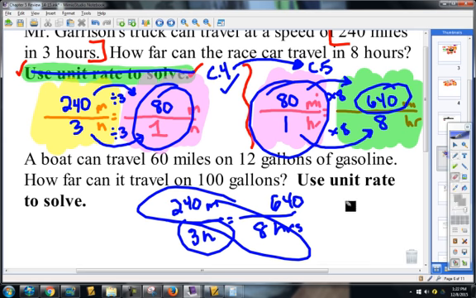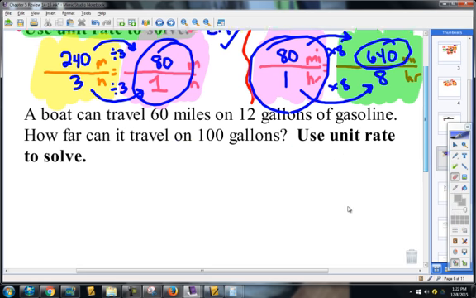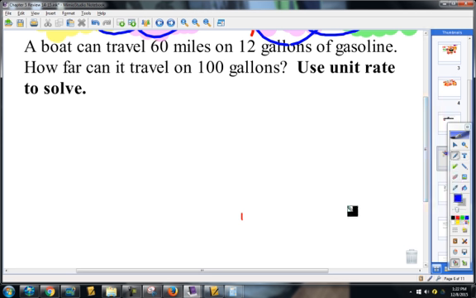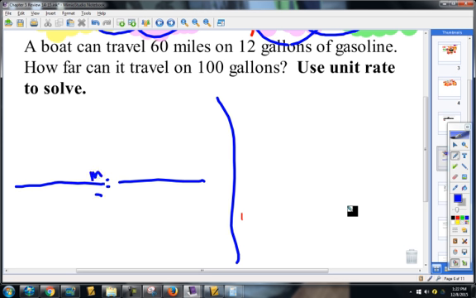Okay? Okay, I would like you guys to go ahead and try this boat question right here. Make sure you follow the instructions. Use unit rate to solve. Okay, so again, you know you're going to need two proportions. One finding the unit rate, one using the unit rate to find the unknown. So we know we're doing miles and gallons, miles and gallons, miles and gallons, miles and gallons.